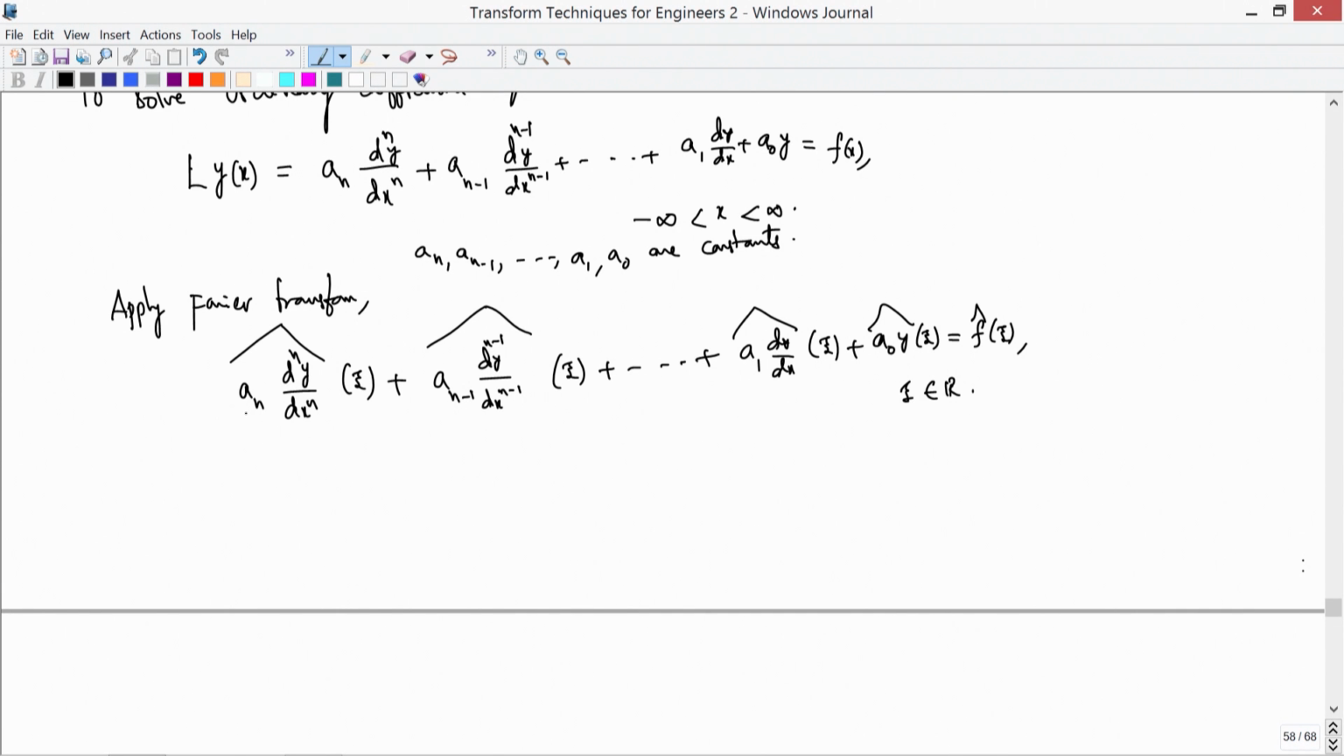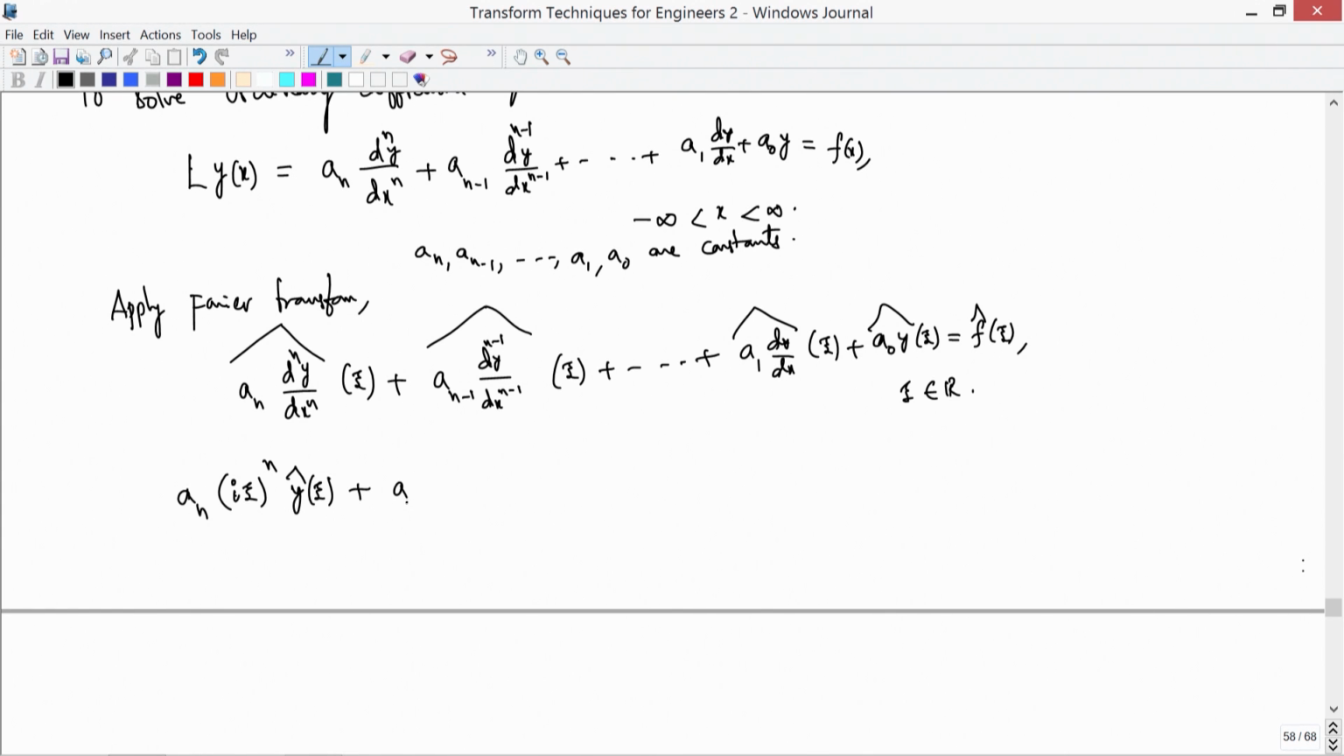And now, because the transformation is linear, a n, because it is a constant, comes out, and its nth derivative is (i xi) power n into, if you repeatedly do the integration by parts in the definition of the Fourier transform, you send all these n derivatives onto the exponential function, and what you get is the Fourier transform of y. This is the Fourier transform of nth derivatives. So, like this you go on.